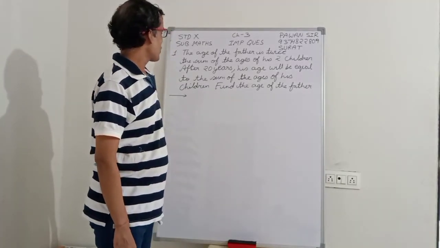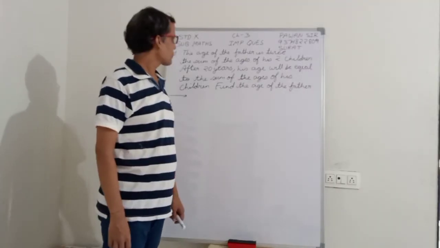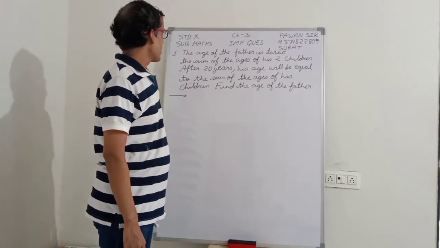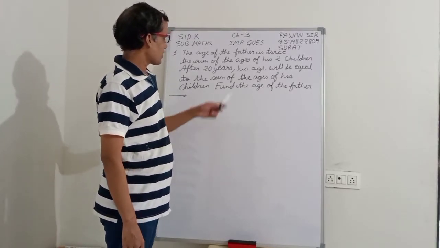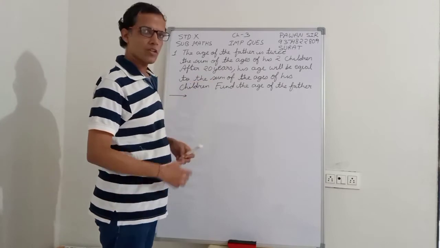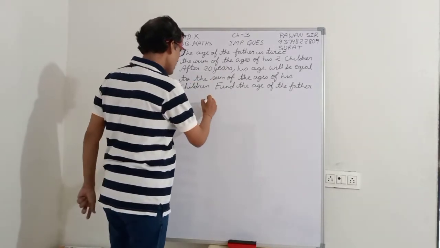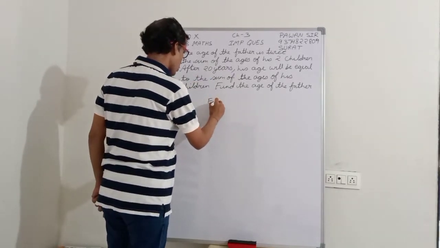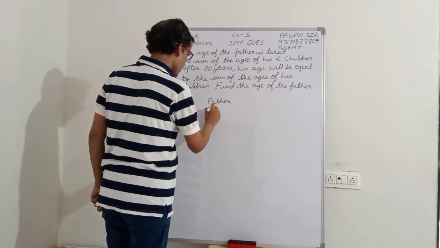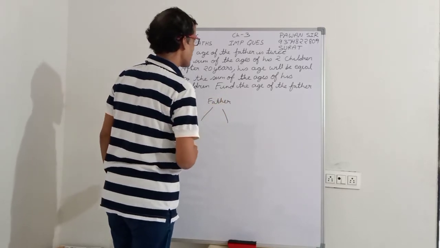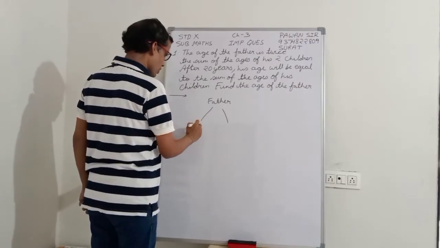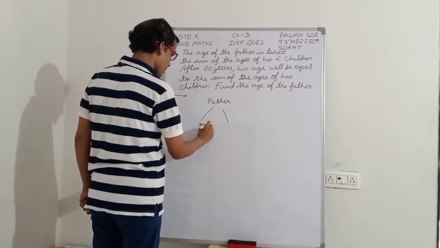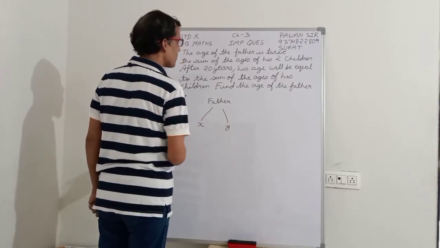Dear students, today we are doing the important question of chapter number 3. In this, you can see there are three persons. One is father and he is having two children. Father has two children, two sons. So suppose the age of one son is X year, the other one is Y year.